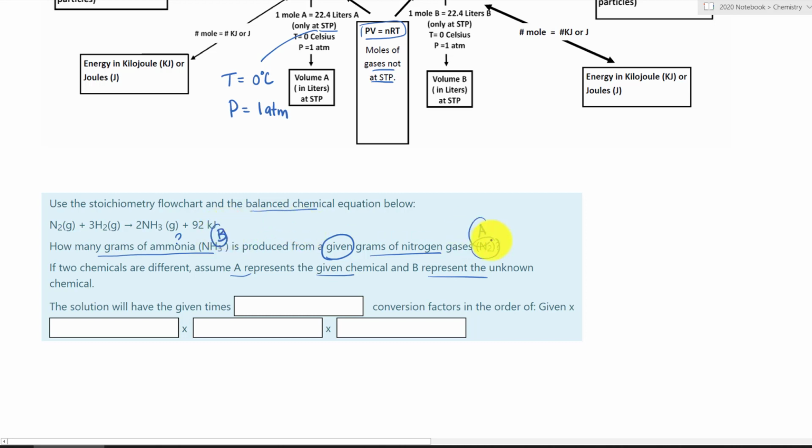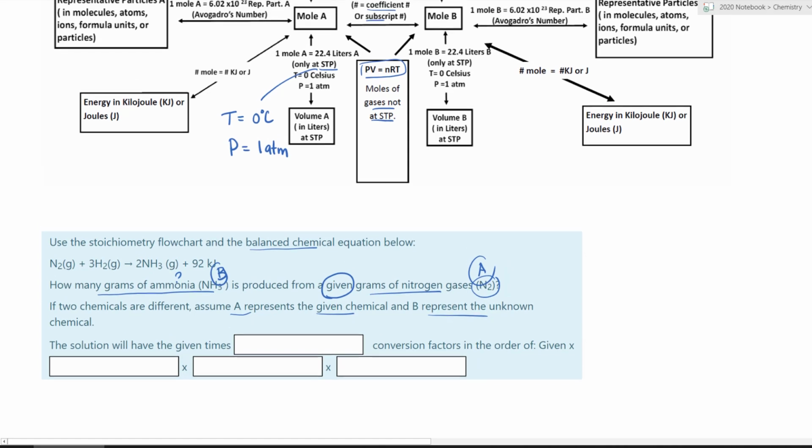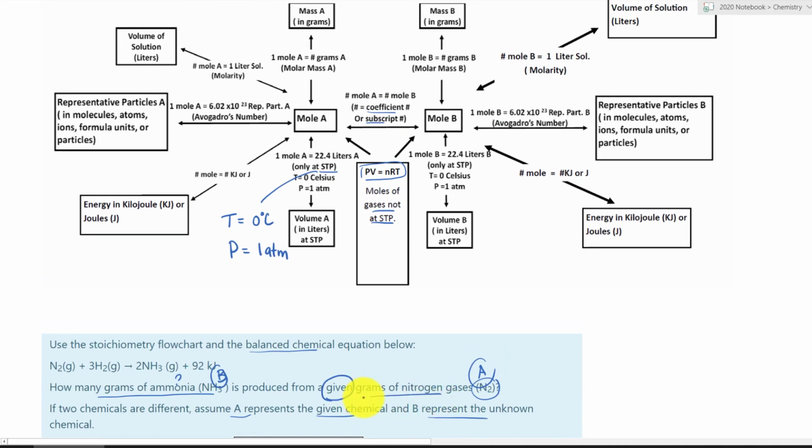So again, this is a review lesson. It looks different, but it's the same process. Now go back up and look for grams. Where's grams of A? So grams of A is right here. So that is your given, okay? And we are going to multiply until we get to our unknown chemical, which is B. But specifically what we want is grams of B, which is all the way over here.